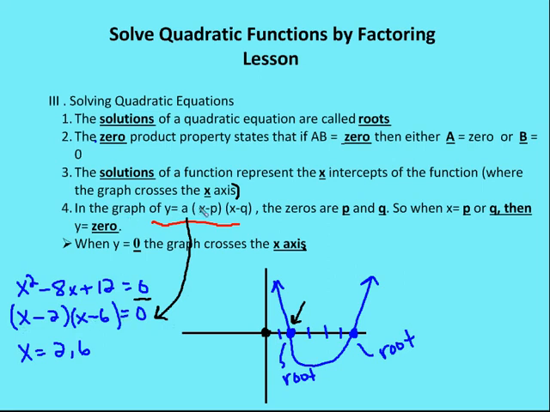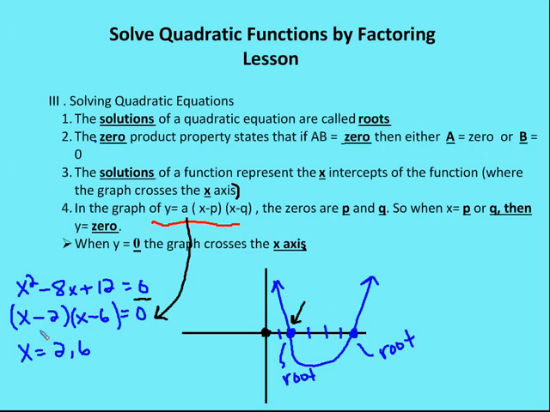So the graph of y is equal to a times x minus p times x minus q. The zeros are p and q, and in this case, my zeros are going to be 2 and 6. Okay, so why are they 2 and 6 and not negative 2 and 6? Well, we're trying to find the values of x that make this equation true.